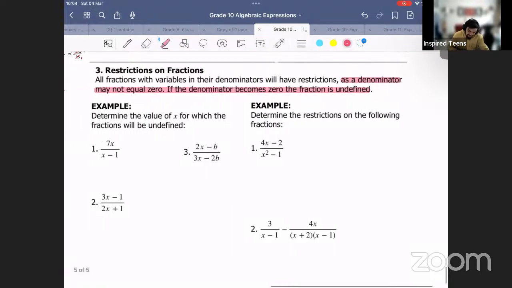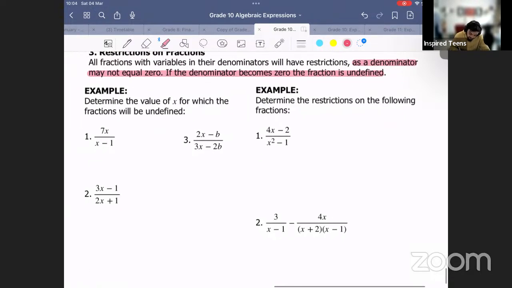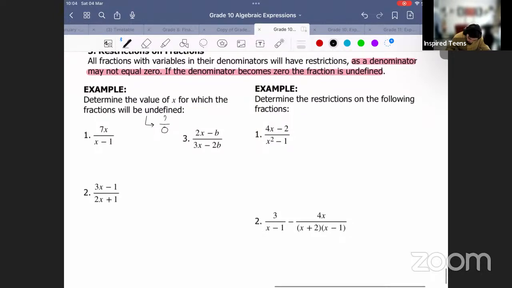Example: determine the value of x for which the fractions will be undefined. Whenever you see the term undefined, you always need to think of dividing by 0. Whatever's in the top, if you divide anything by 0, you are going to get undefined. If you type 50 divided by 0 in your calculator, you are going to get a math error. For now in school, up until matric, dividing by 0 is undefined.